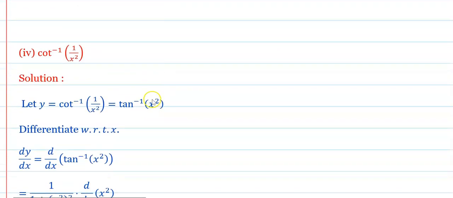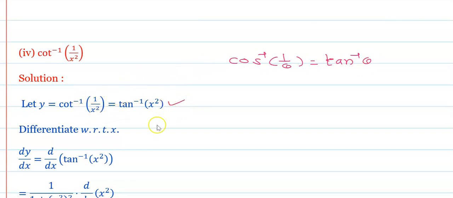Now the next, cot inverse of 1 upon x². But we know the result. What is that? Cot inverse of 1 upon theta is equal to tan inverse of theta. Similarly, y is equal to cot inverse of 1 upon x² means tan inverse of x².